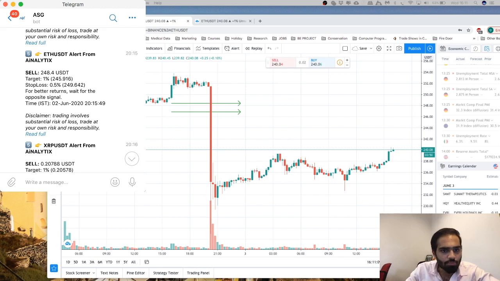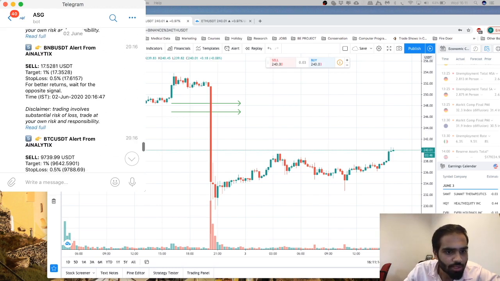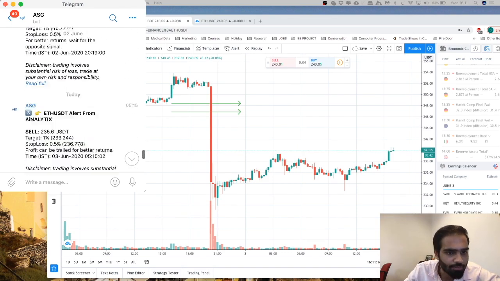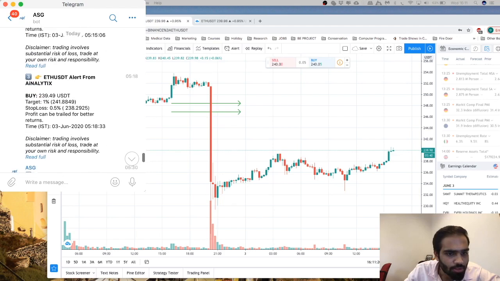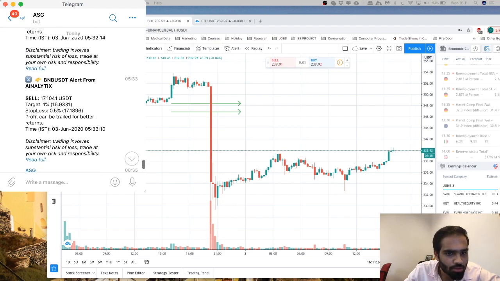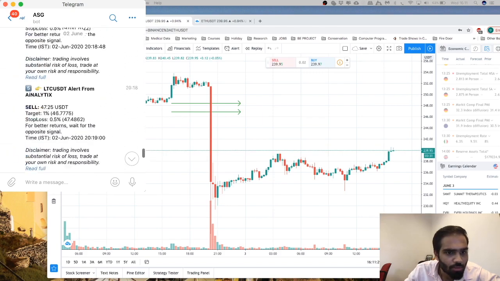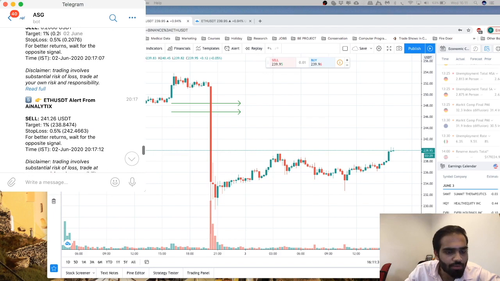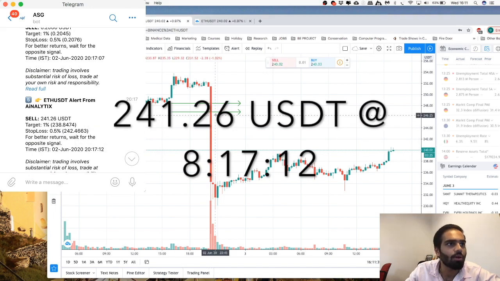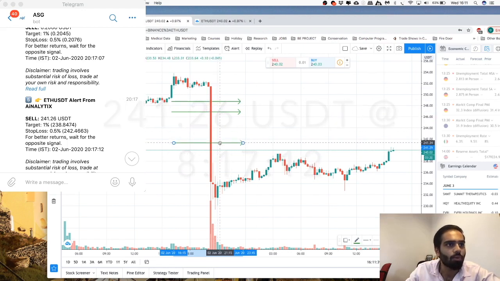So did we receive a buy signal? Scrolling through from 8:15, we receive a lot of type 5 signals. That means the market was very volatile at that time. Did we receive anything here? I think so. We received something over here. Yeah, so we received the ETH USDT sell again. So depending on the amount of capital you have, you can also take another position at this level of 241.